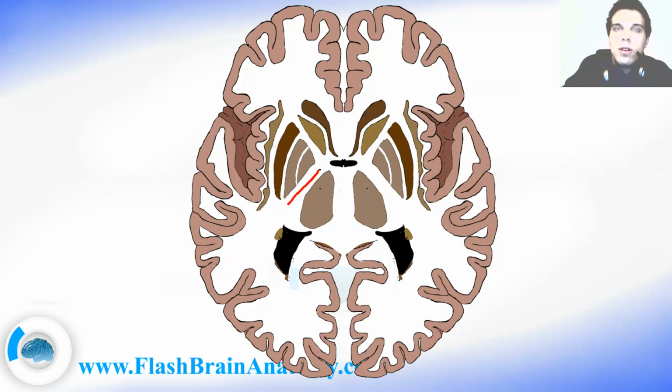This part of white matter that divides the pallidum from the thalamus and the caudate nucleus is called the internal capsule. This over here is the external capsule, and this over here is the extreme capsule.